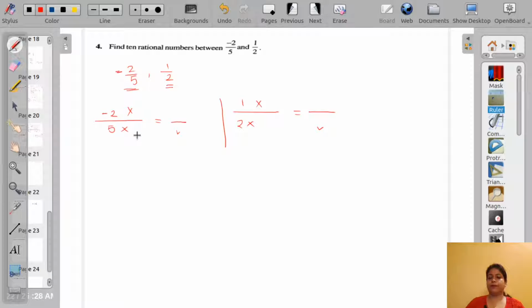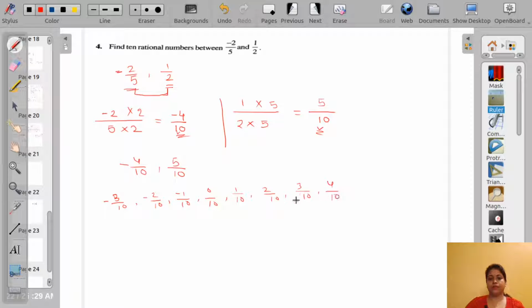The LCM of 5 and 2 is 10. If we multiply by 2, we get minus 4 by 10. Here if we multiply by 5, we get 5 by 10. Now our denominator is 10. Between minus 4 by 10 and 5 by 10, there are many rational numbers. So we can write minus 3 by 10, minus 2 by 10, minus 1 by 10, 0 by 10, 1 by 10, 2 by 10, 3 by 10, and 4 by 10. How many numbers have we got? 1, 2, 3, 4, 5, 6, 7, 8. 8 numbers.